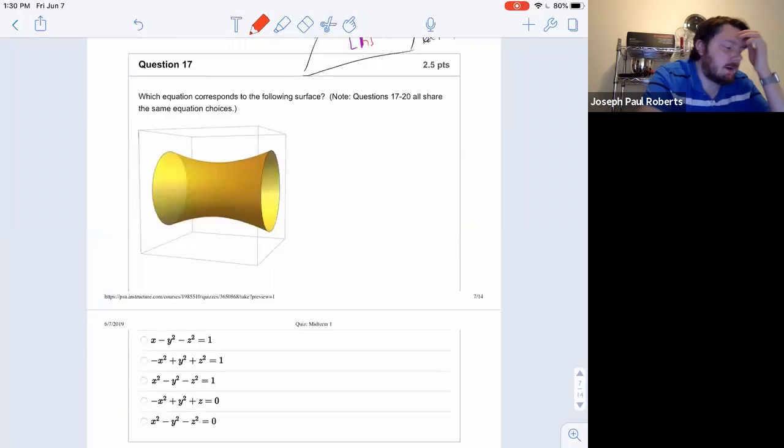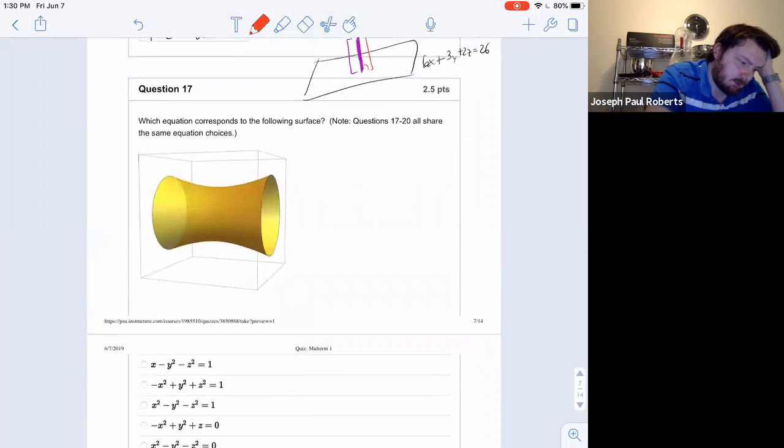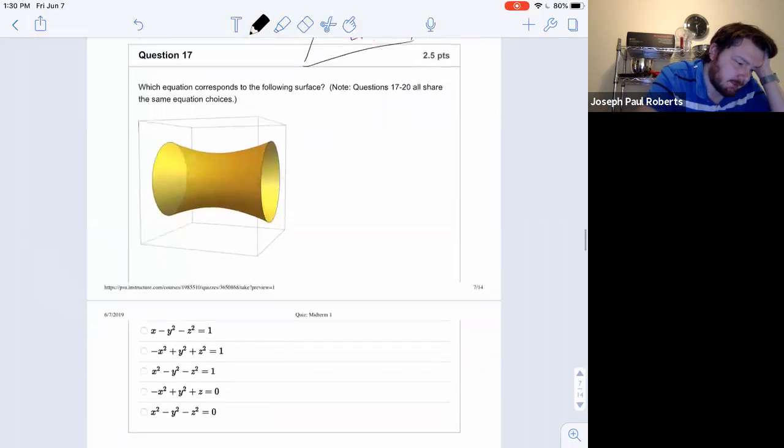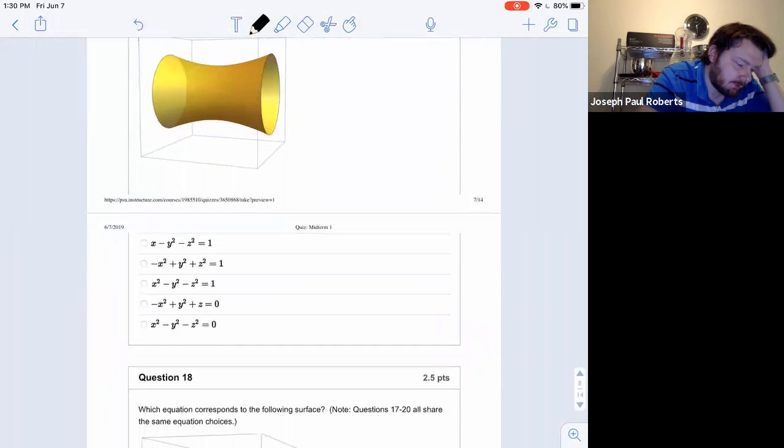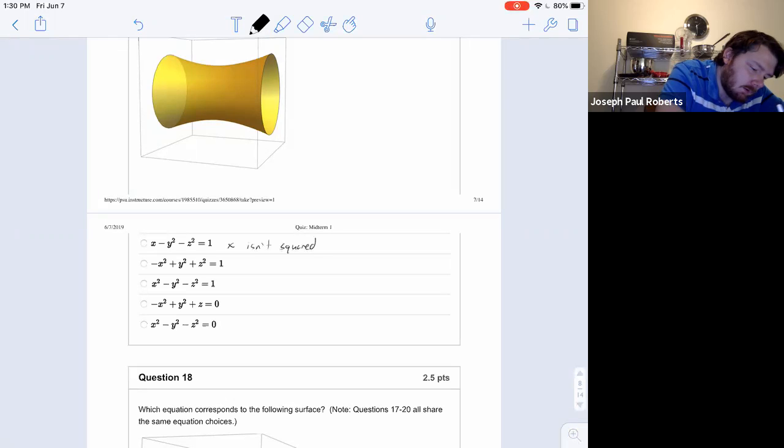All right, and then these matching ones. The hint says note all these equation choices are the same. So we could just look at these equation choices and figure out what's going on here. Notice x isn't squared, and y squared and z squared have the same sign coefficient. So this is an elliptic paraboloid, that first equation.